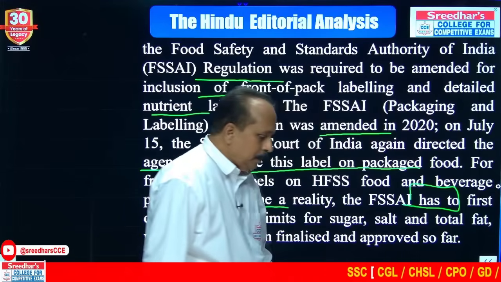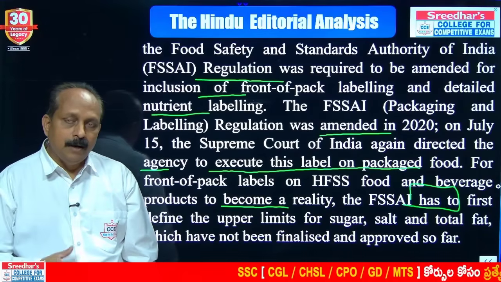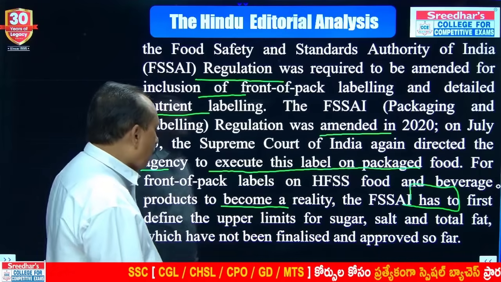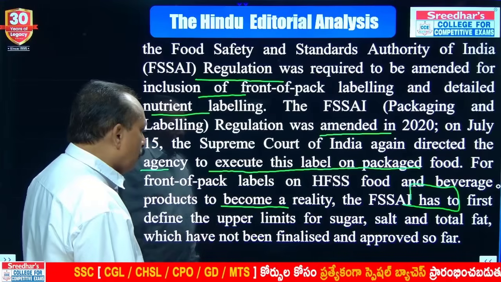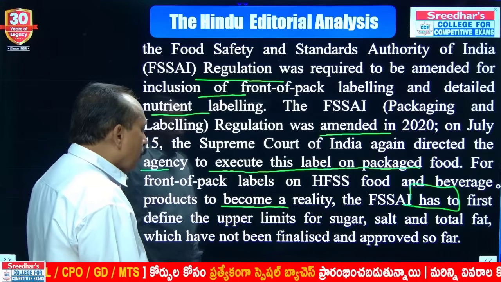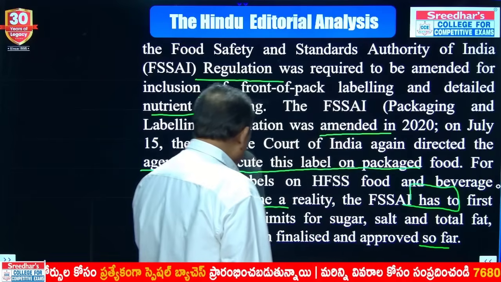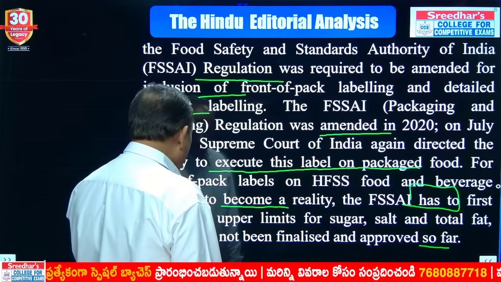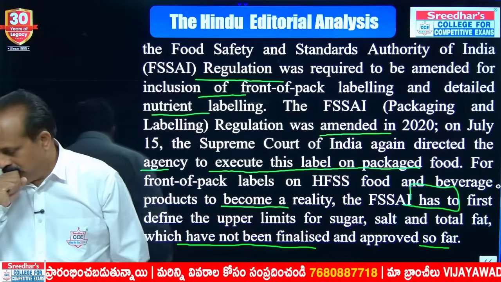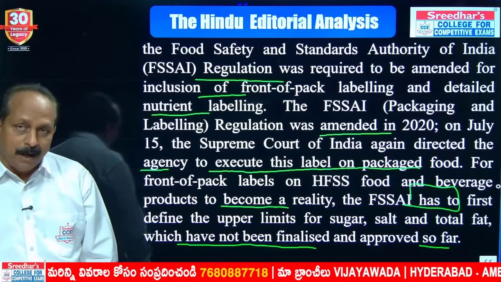What does the sentence say? To make something a reality, first they have to decide and define the upper limit. They have not done it. And upper limits for sugar, salt and total fat, which haven't been finalized and approved so far. When you see the phrase so far, you have to think of present perfect tense. But here, where is it present perfect? Have not been finalized. Again, present perfect passive voice.